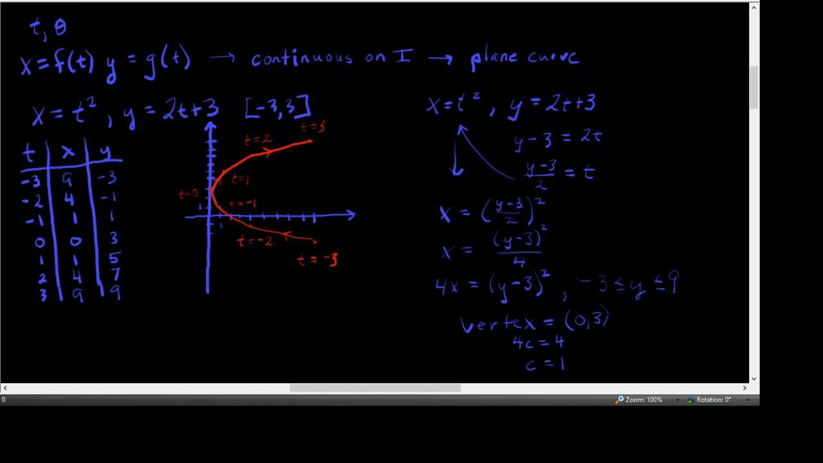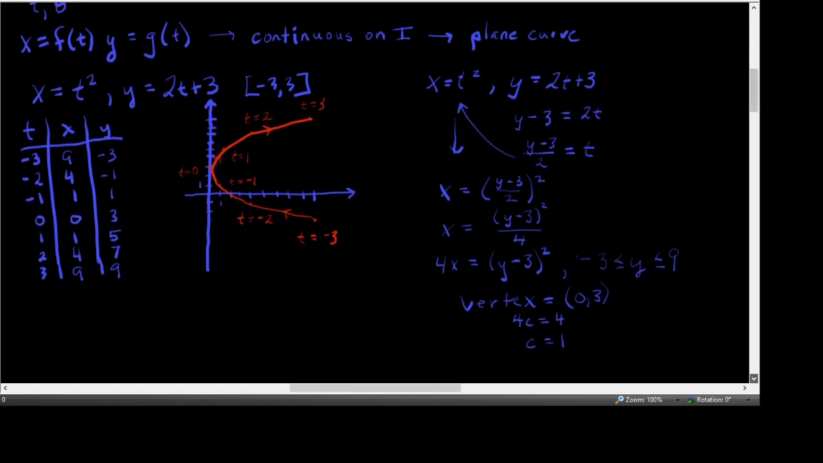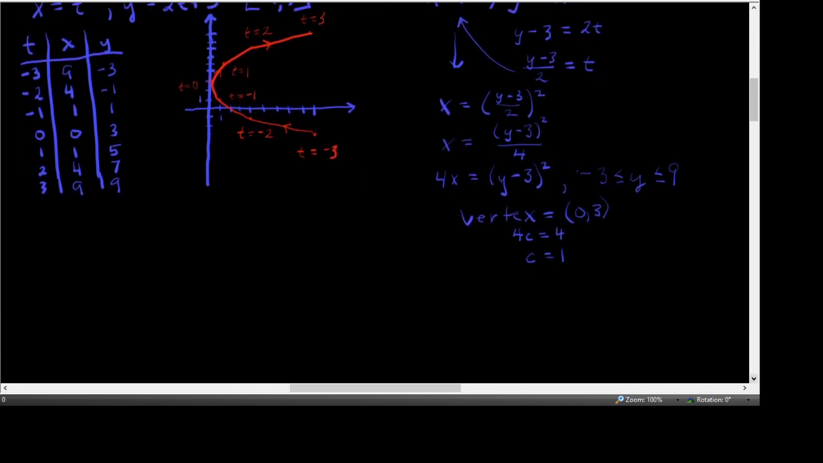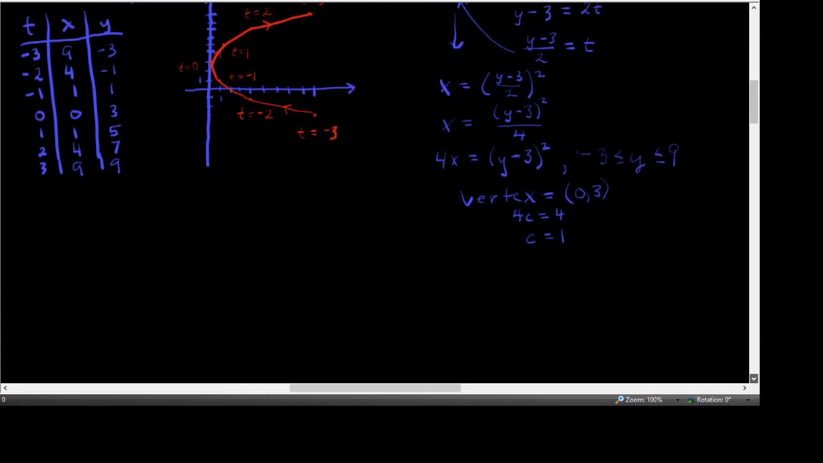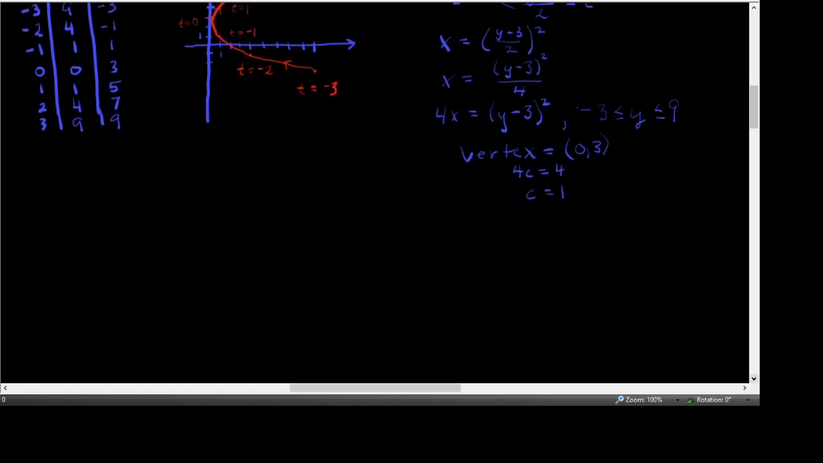Now, to get the direction of movement, you will have to go and figure out, like we did with the table earlier, as t increases, what direction are we moving? So just pick a couple of t values on that parabola, plot them, and realize that that's the order you're going to be graphing the points, and then you can get the direction. So you do have to go back to the parametric equations to find the direction of movement.